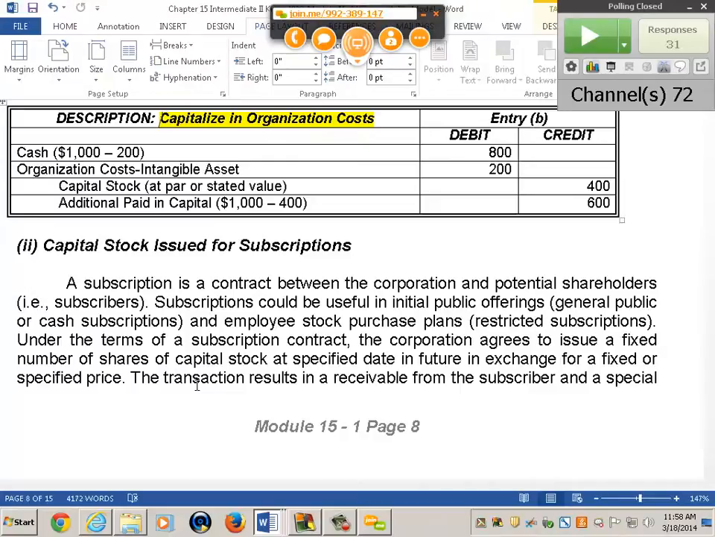Now, what is a subscription? The stock subscription first of all is a contract. And that contract is between a corporation through an investment bank or an underwriter and potential shareholders. You could have general subscriptions or restricted. A general subscription, or cash subscriptions as they're called, would be something that you would use on an IPO or a secondary offering.